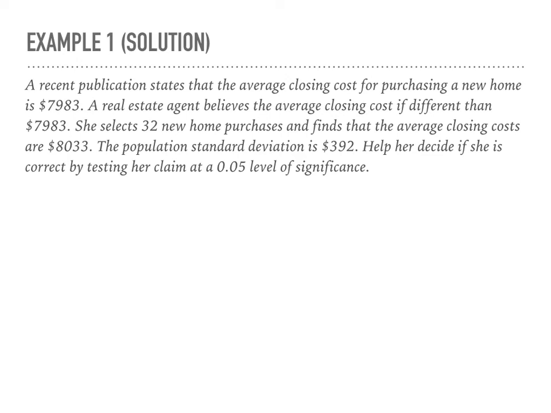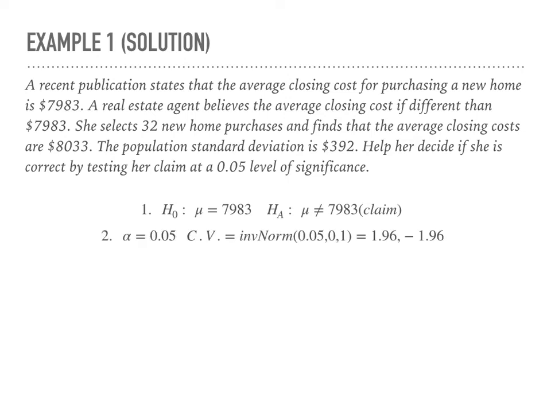Since she believes the closing cost is different than this value, we would have equals and not equals for our symbols in our hypotheses. Now she's saying that it's different than 7,983, so that is the value that we are listing in the hypotheses. The alternative hypothesis here is the claim. We then list our level of significance, which is 0.05. This is a two-tailed test, so we have two critical values. Our first critical value is 1.96, and the other critical value is negative 1.96.